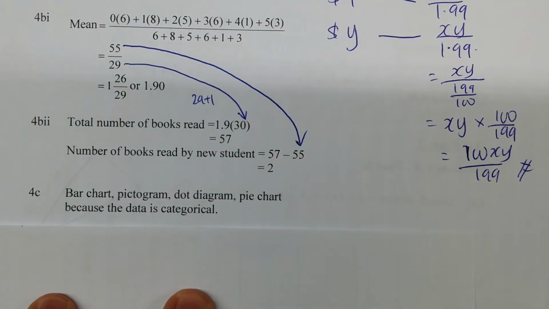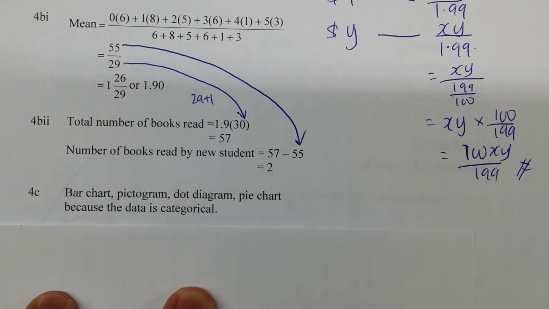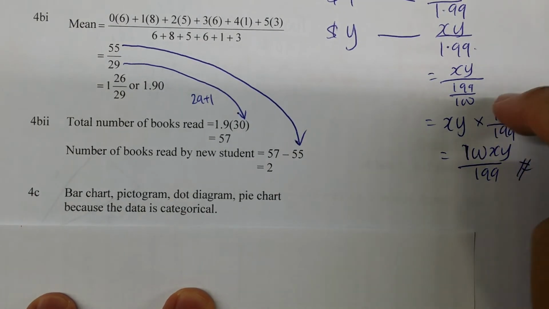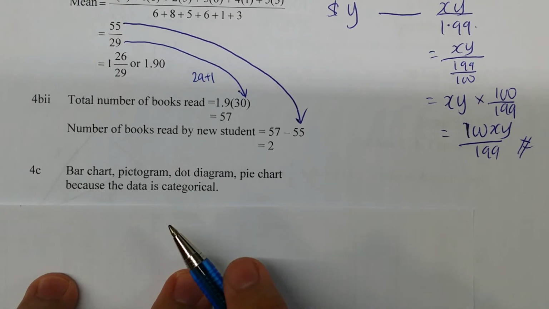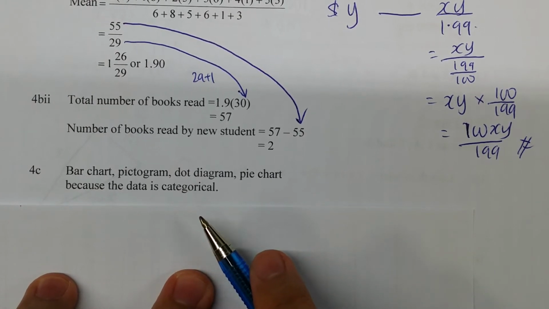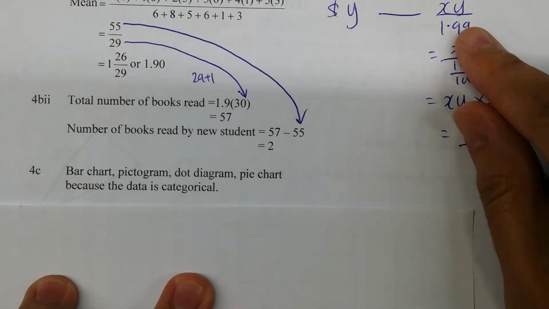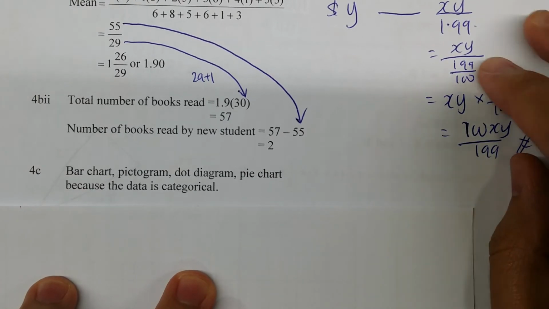Suggest an appropriate diagram that can be used to represent this data. Actually quite a lot. You can say bar chart, pictogram, dot diagram, pie chart, because the data is in category. Okay. Do we still have time? We still have 1 minute plus.